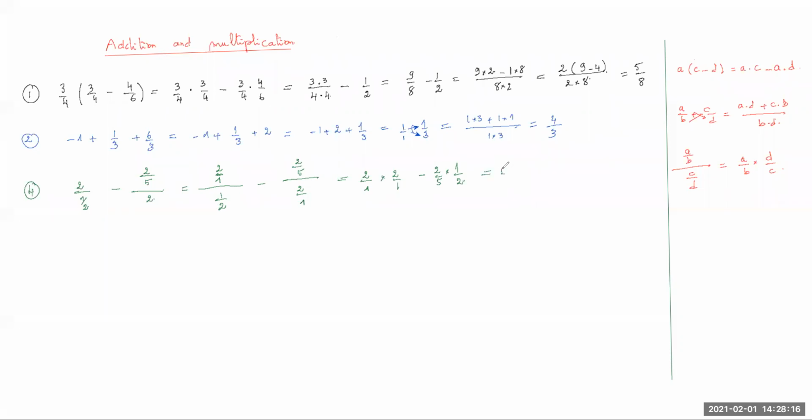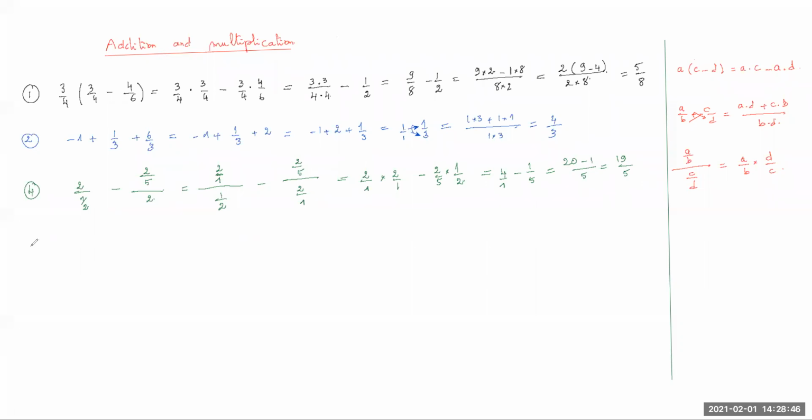So finally I have 4 minus, here I can simplify, 1 over 5. And now I use the other rule. So here again I can see it, there is 1. So 4 times 5 is 20 minus 1 over 5, which is 19 over 5.